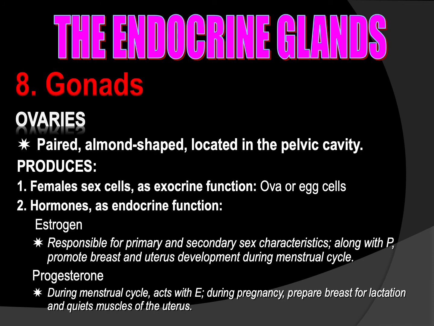What about progesterone? Progesterone, during menstrual cycle, they act with estrogen. During pregnancy naman, they prepare the breast for lactation and quiet the muscles of the uterus. Ang uterus may muscle. If it's a muscle, it contracts. But that uterus should not contract during pregnancy. Otherwise, the pregnancy will not be successful kasi nandoon pa sa loob yung immature baby. Kailangan mag-contract siya during birth. So, during pregnancy, pinapaquiet ng progesterone yung muscles ng uterus.